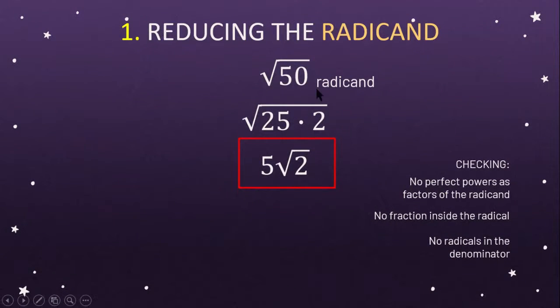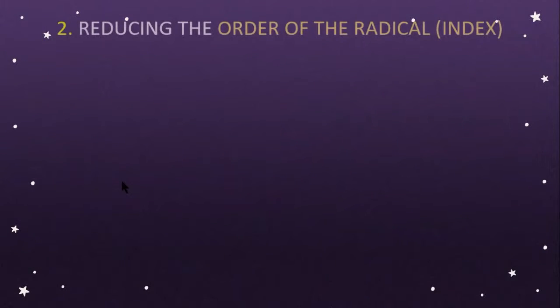So therefore, this is the most simplified form of square root of 50. Now we have the second method, reducing the order of the radical or the index. Example, eighth root of a raised to 12.